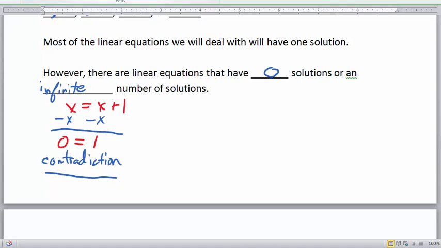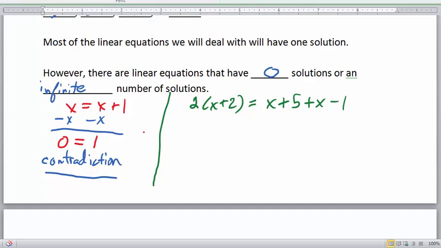And then on the other side of the coin, you have things that have an infinite number of solutions, something like 2 times the quantity x plus 2 equals x plus 5 plus x minus 1. I tried to make this a little bit more complicated, but it's still a very simple equation. And again, you can try to solve this using your equation solving steps.